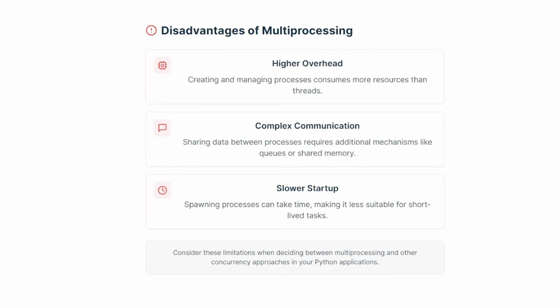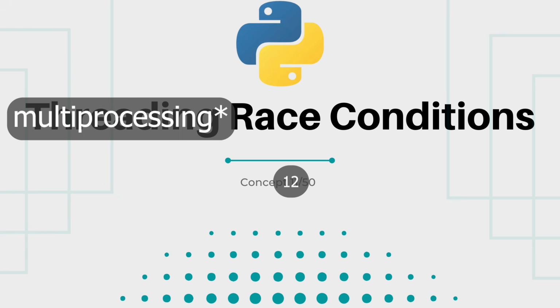Disadvantages include higher overhead, as creating and managing processes consumes more resources than threads. Data sharing between processes requires additional mechanisms like queues or shared memory, which is a bit more complex. And spawning processes can take time, making it less suitable for short-lived tasks.